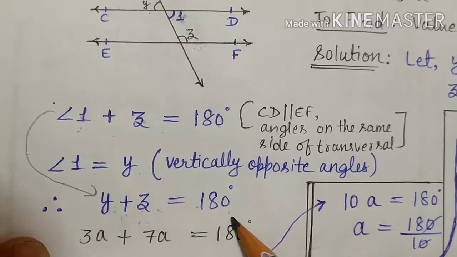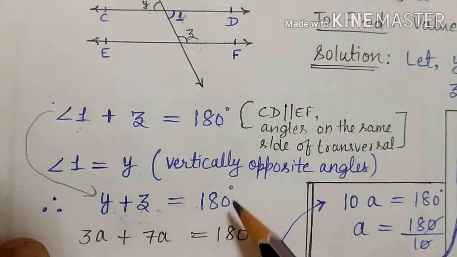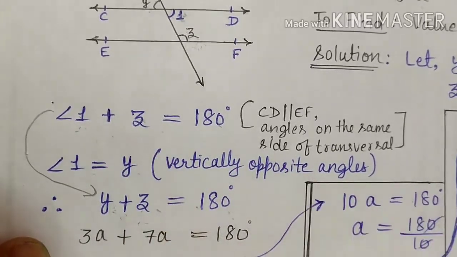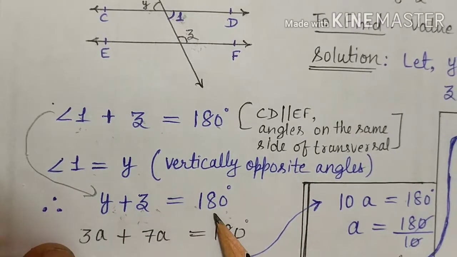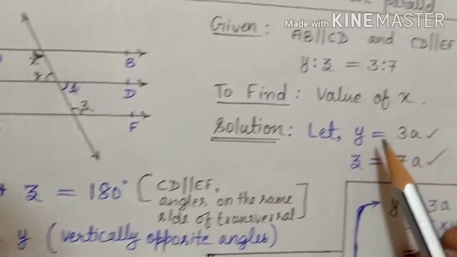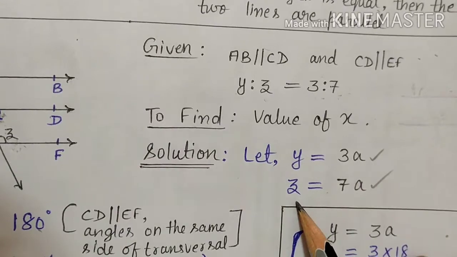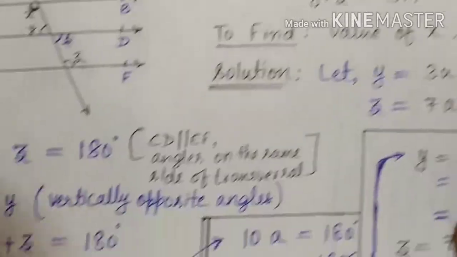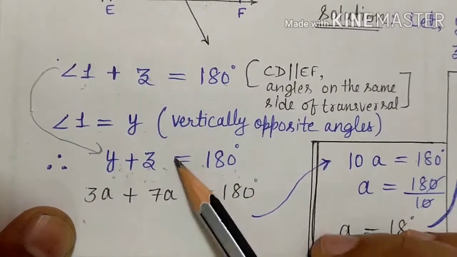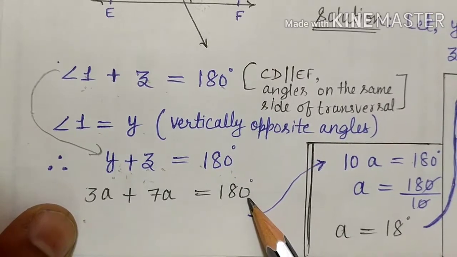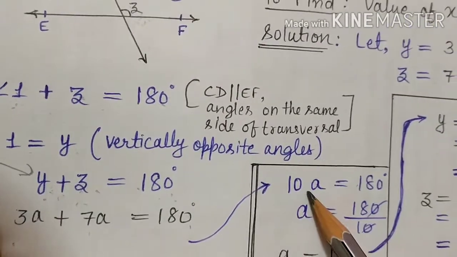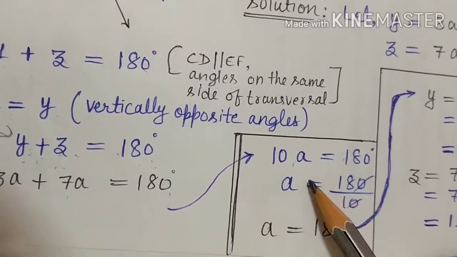Now y plus z equals to 180 degree we have made through the equations. So y plus z is how much? 180. Now what is the value of y? Just check here. Value of y is 3a. Value of z is 7a. So the sum of these, 3a plus 7a, equals to how much? 180 degree. Okay. So 3 plus 7 becomes how much? 10a. So 10a equals to 180.